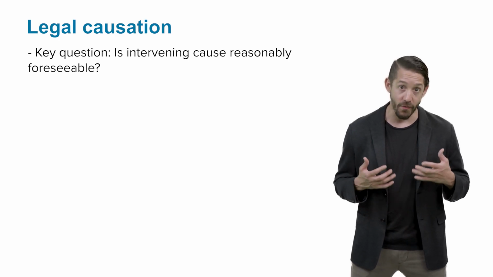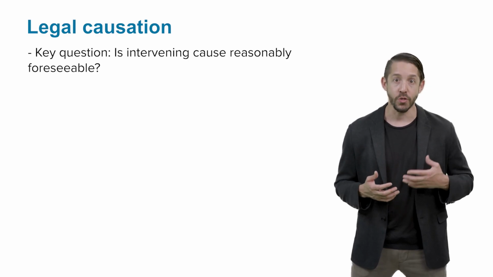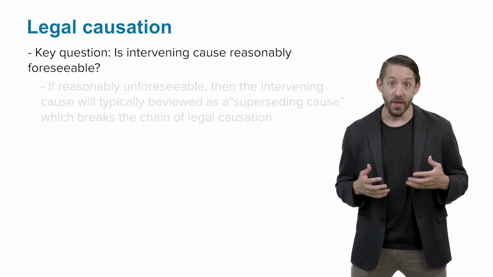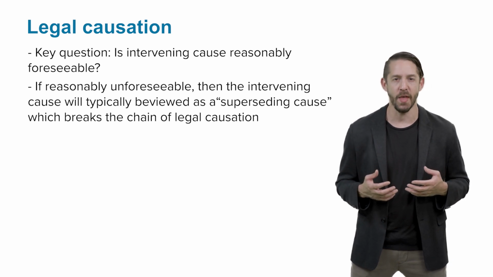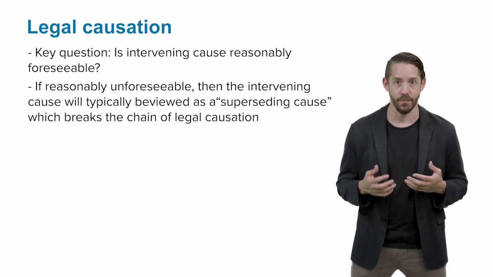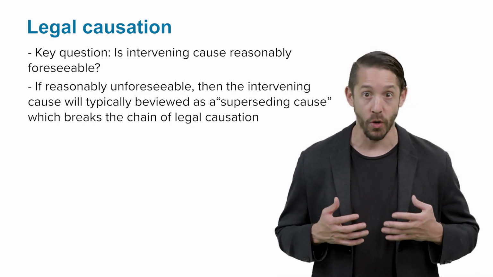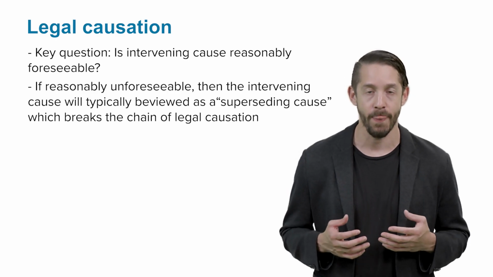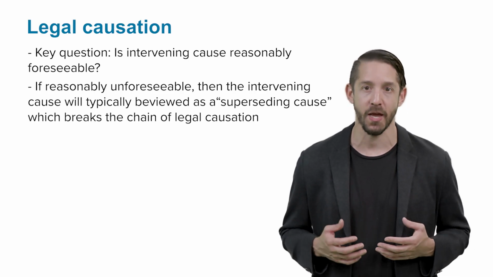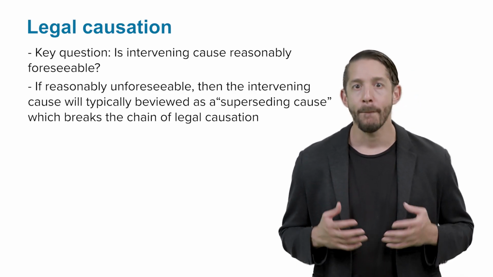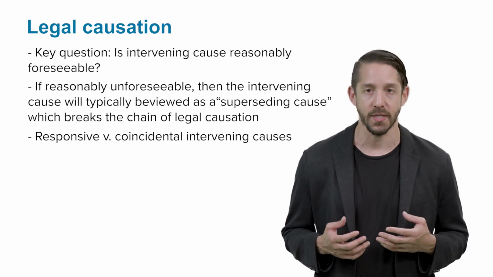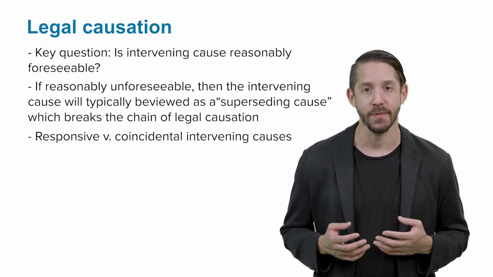Generally speaking, if the intervening causes were reasonably foreseeable, then there's no problem with attributing the result to the defendant's conduct. By contrast, if the intervening causes weren't reasonably foreseeable, then they're typically viewed as superseding causes of the social harm, which break the chain of legal causation. Okay, so there are no hard and fast rules for working through the basic question of reasonable foreseeability. Ultimately, what counts as reasonably foreseeable hinges on the intuitions of legal decision makers. At the same time, many courts find it helpful to think in terms of responsive and coincidental intervening causes. And so that's what we'll practice doing in this class.